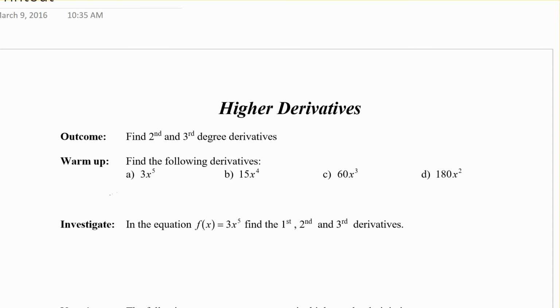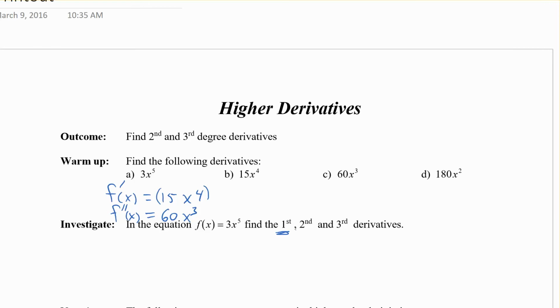f prime of x, so the derivative of this function would just be 15x to the 4, right? So the second order derivative, f double prime, would just be taking the derivative of this one I just took the derivative of. So 60x to the 3. And you can kind of see where this is going. You just keep on taking the derivative of the derivative.